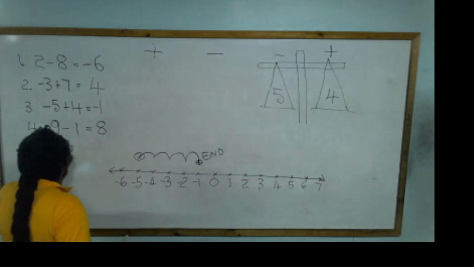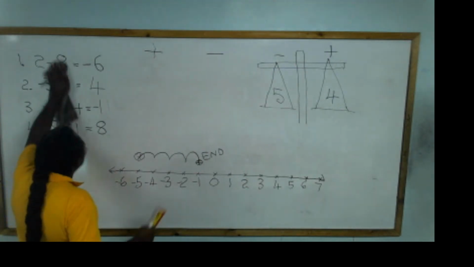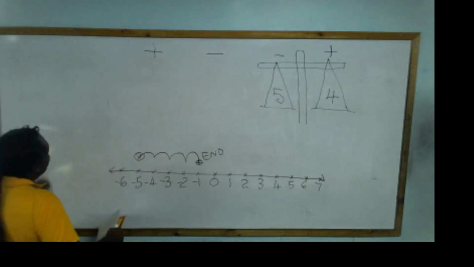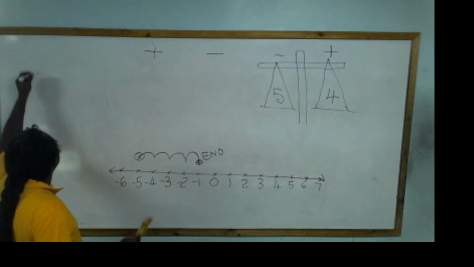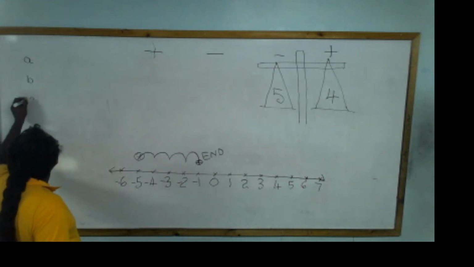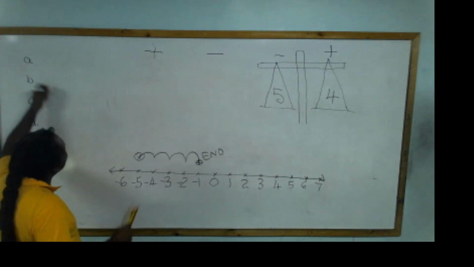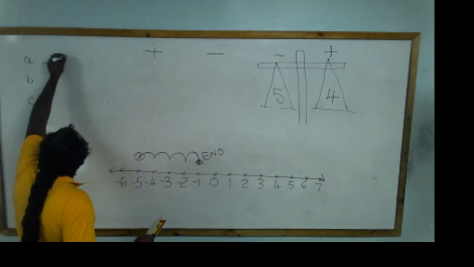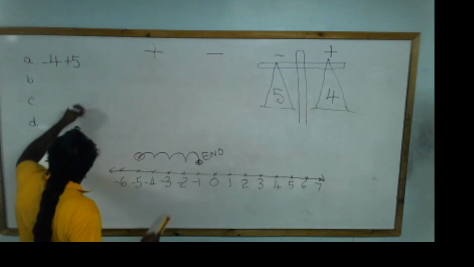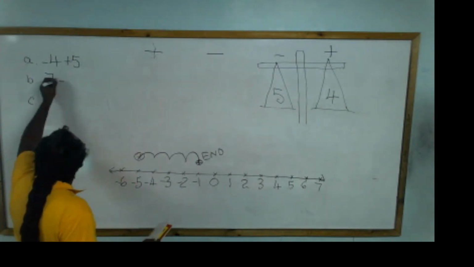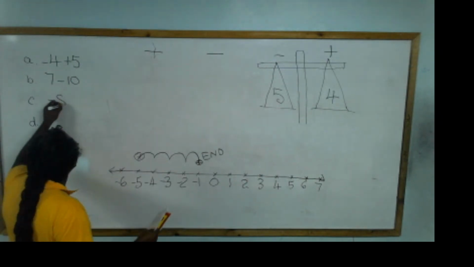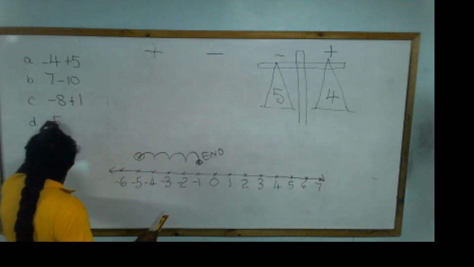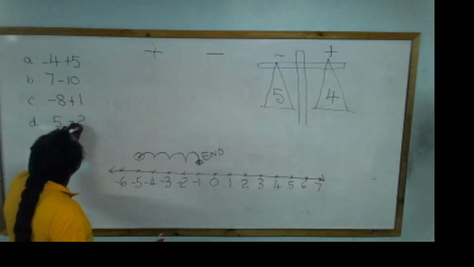We're just looking for the answers now. A, B, C, D. Well, these letters are written small. I'm going to write the numbers large. A: -4 plus 5. Next one is B: 7 minus 10. C: -8 plus 1. And D: 5 minus 2.